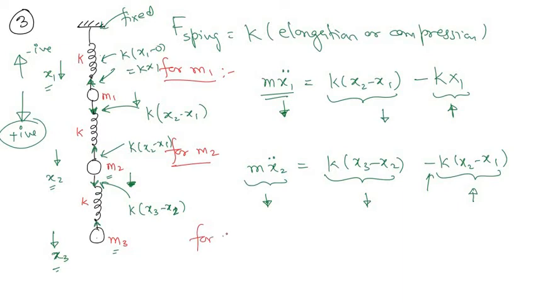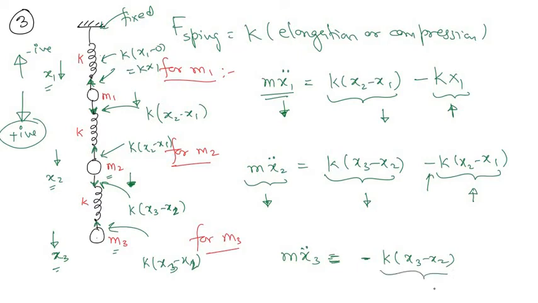Now for block m3. Similarly, m x3 double dot is the net force on block m3. There is only one force, in the upward direction. In upward I have taken negative, so that is minus K times (x3 minus x2). This force is acting in the upward direction. So this is how we write the spring forces in a system where various springs and masses are connected.